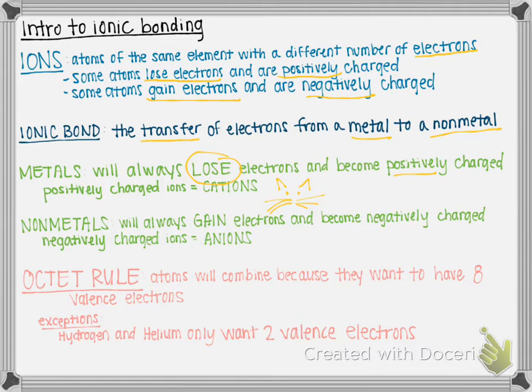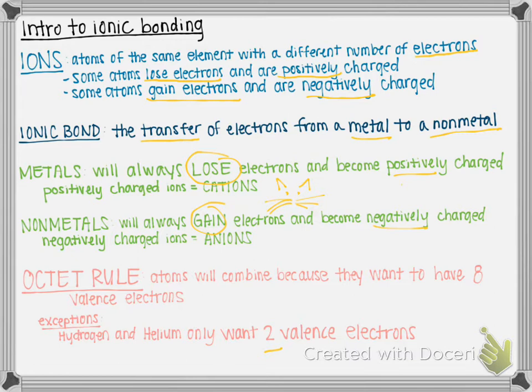Nonmetals will always gain electrons and become negatively charged. So nonmetals gain, they become negatively charged. Negatively charged ions are called anions. So just the non-cation one. The octet rule is that atoms will combine because they want to have 8 valence electrons. The only exception to this rule is hydrogen and helium because they only want 2 valence electrons.